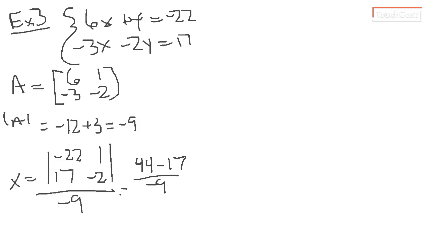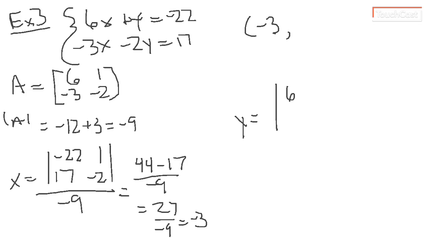Well, 44 minus 17 is 27. Divided by negative 9 is going to give us negative 3. So our x value is negative 3. Now for y, we're going to go 6, negative 22, negative 3, 17, divide that by negative 9.